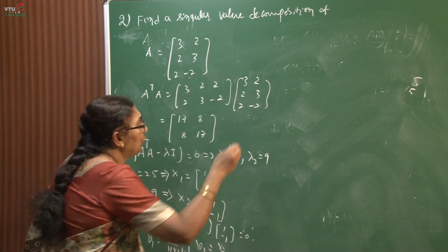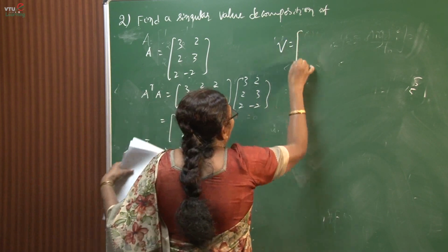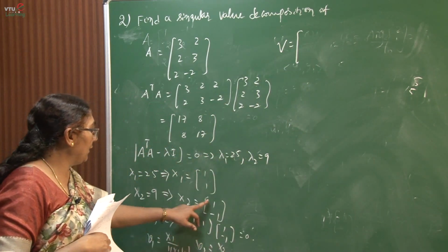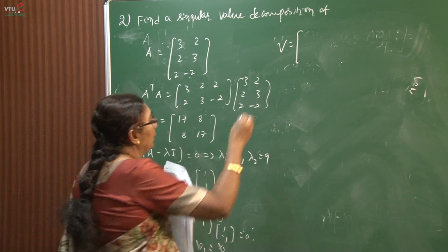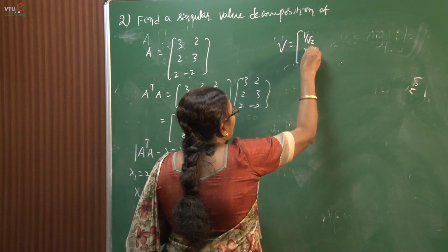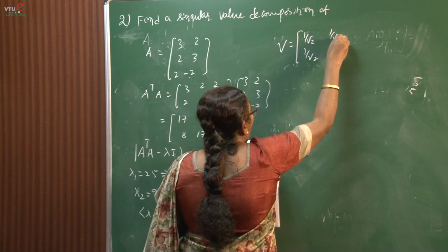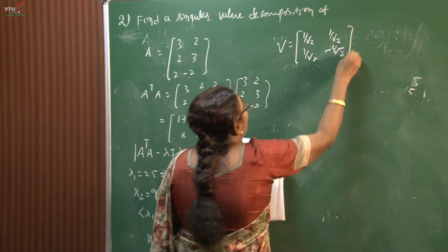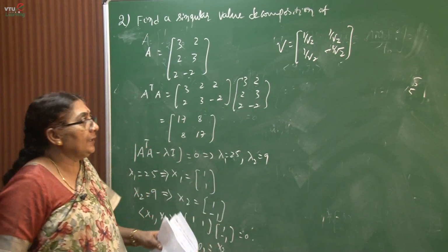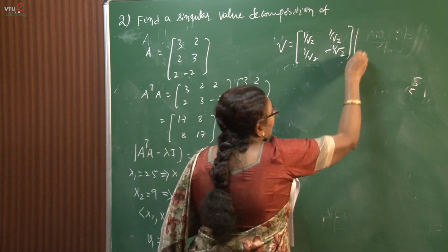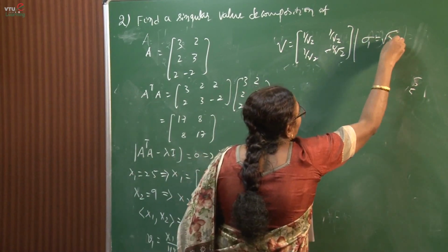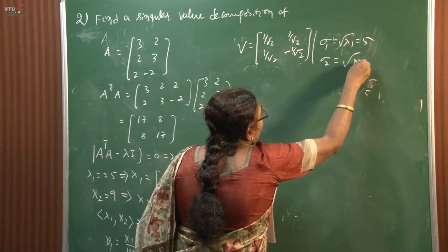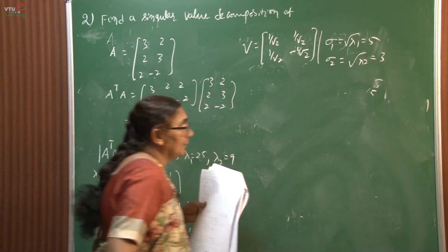Now you frame capital V. The norm of x1 and the norm of x2 are both root 2. So we get 1 by root 2, 1 by root 2, 1 by root 2, and minus 1 by root 2. After that, you find sigma 1 and sigma 2. Sigma 1 is the square root of lambda 1, which is 5, and sigma 2 is the square root of lambda 2, which is 3.